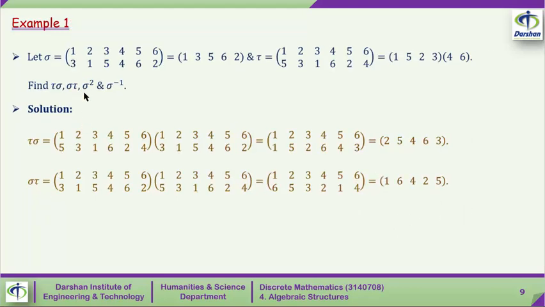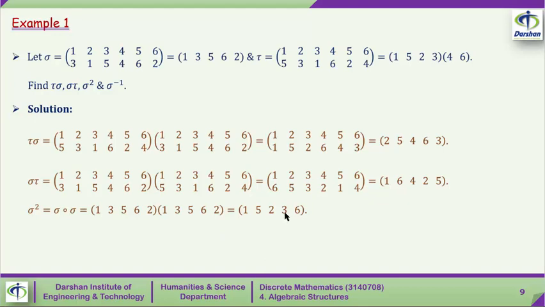Now we find the value of sigma square. So sigma square is nothing but sigma of sigma. Now the value of sigma is (1, 3, 5, 6, 2). So sigma of sigma is (1, 3, 5, 6, 2) of (1, 3, 5, 6, 2). Now we find the composition of these two functions. So here 1 goes to 3, then 3 goes to 5, so 1 goes to 5. Now we find the element after 5. So here 5 goes to 6, 6 goes to 2, so 5 goes to 2. Now we find the element after 2. So here 2 goes to 1, then 1 goes to 3, so 2 goes to 3.